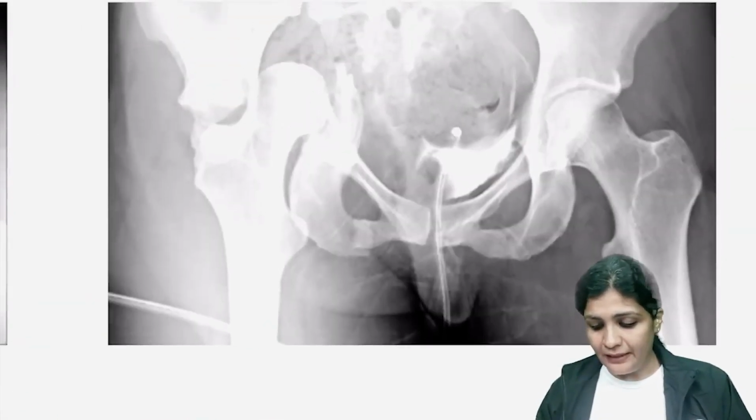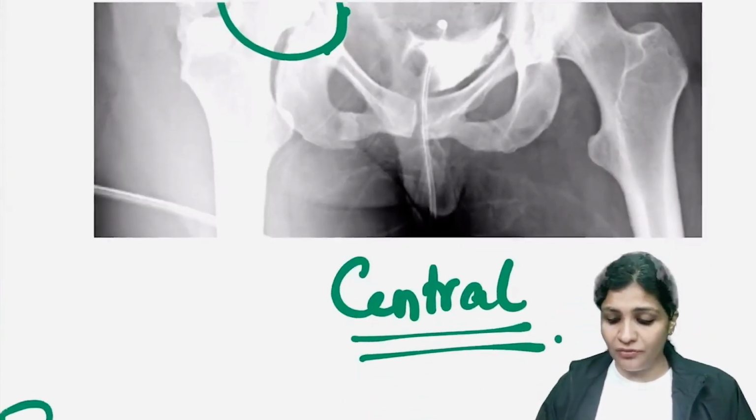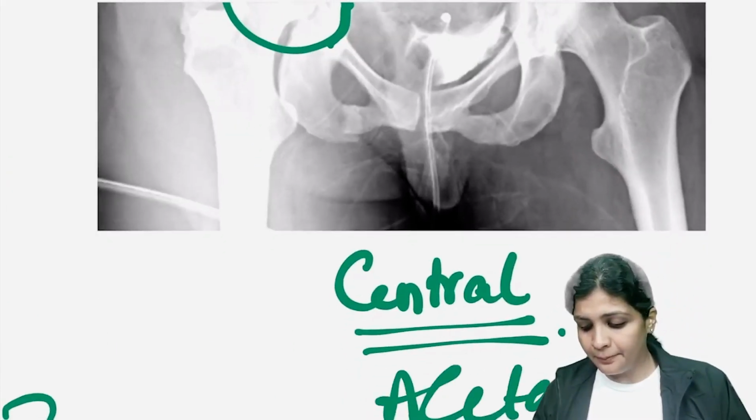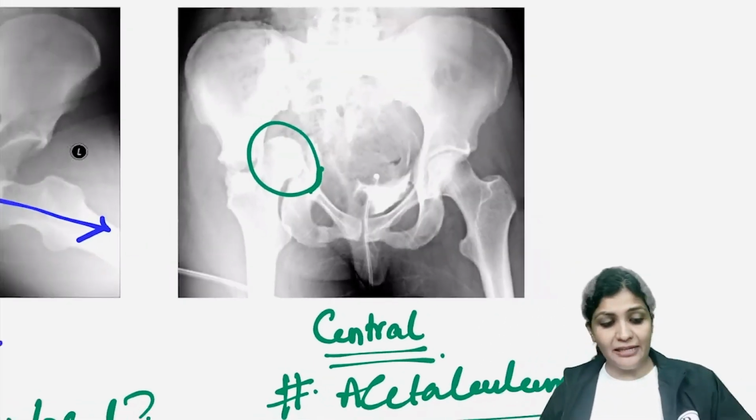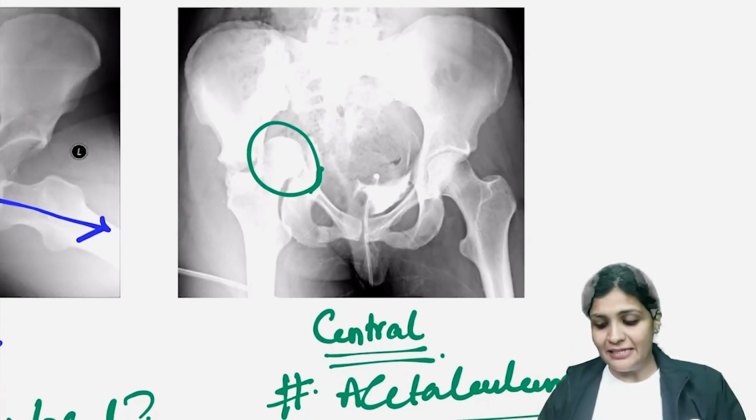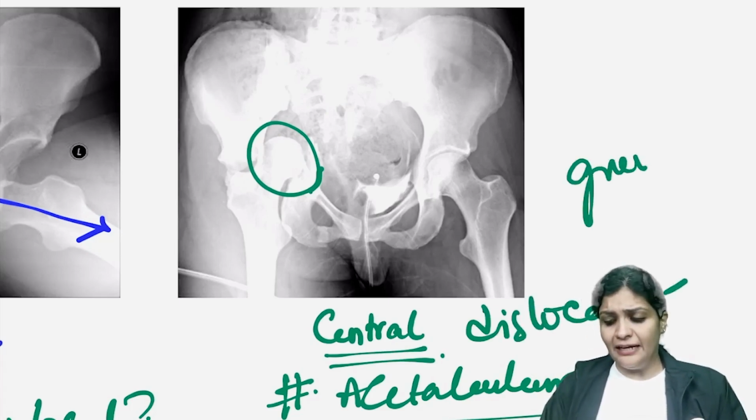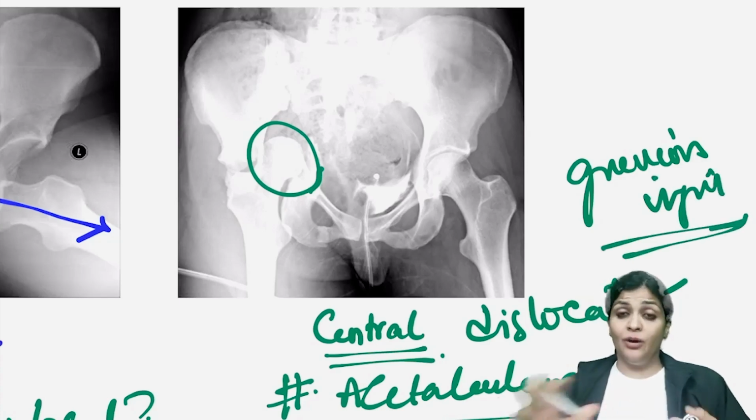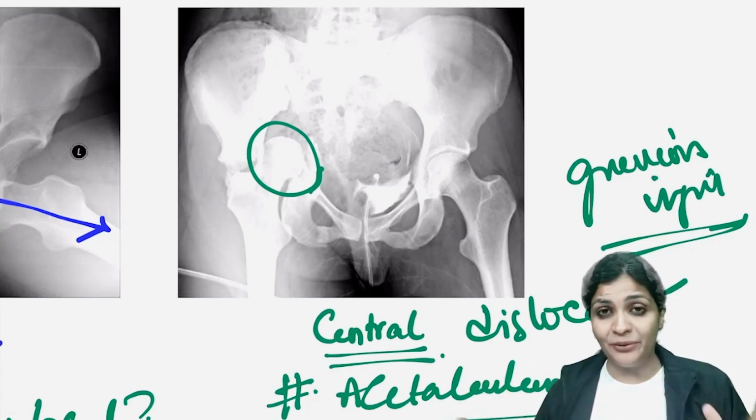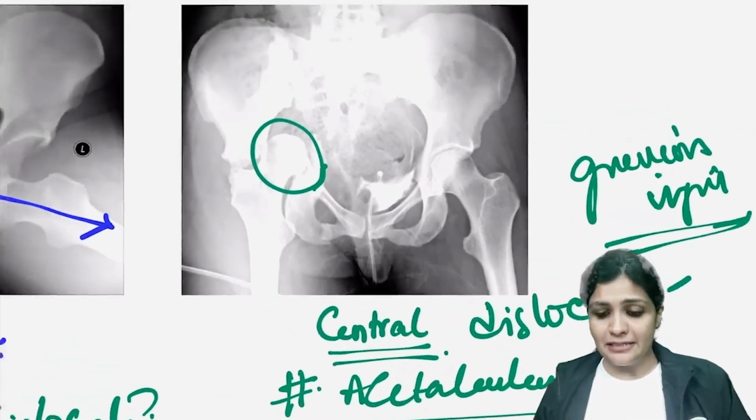And then what is this? This is a central dislocation, where you see there is a fracture of the acetabulum and the head is protruding inside into the pelvis. This is an example of central dislocation. It is very rare and an indication of a very grievous, very violent injury. You have to do a complete thorough examination of the pelvis and the acetabulum, because it is always associated with other system injuries, right?